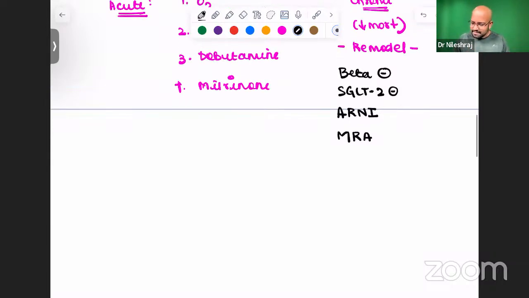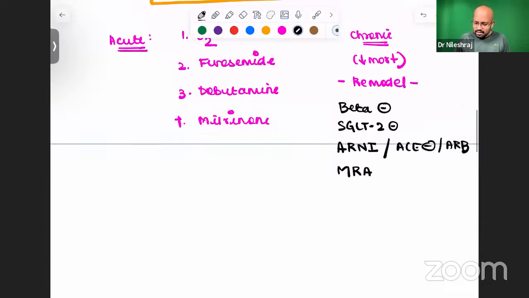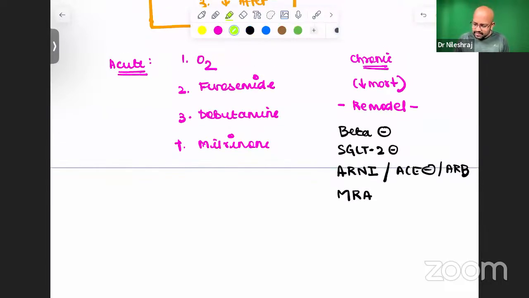Now we have these BSAM drugs, which is beta blockers. We have SGLT2 inhibitors, ARNI drugs, and we have MRA. If a patient cannot be administered ARNI, then we can opt for an ACE inhibitor or an ARB, angiotensin receptor blocker. We have four major sets of drugs, buddy. Here we have oxygen, furosemide, dobutamine, and milrinone. Here we have beta blockers, SGLT2 inhibitors, RAAS inhibitors, simply we can call them RAAS inhibitors, and we have MRA, mineralocorticoid receptor antagonist agents.